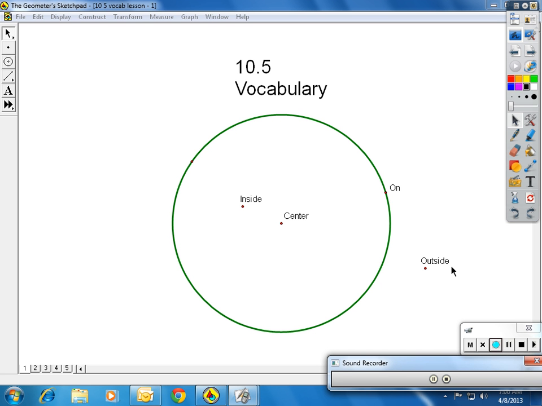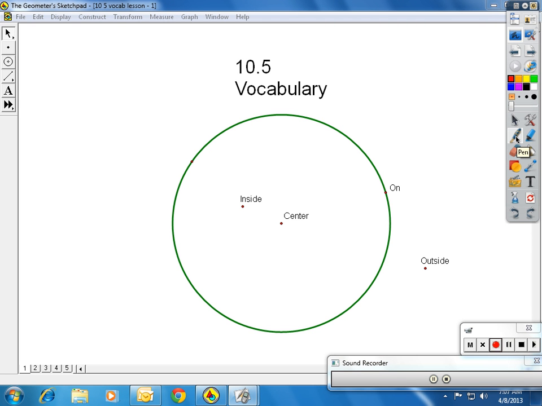Okay, hello. This is 10.5 vocabulary. You will find the vocabulary words written out on page 468 in your textbook. It would be good to have that out so you can record the definitions. But again, using Geometry Sketchpad, I think I can illustrate a little bit more in depth than what the textbook can do. We're going to be looking at angles.